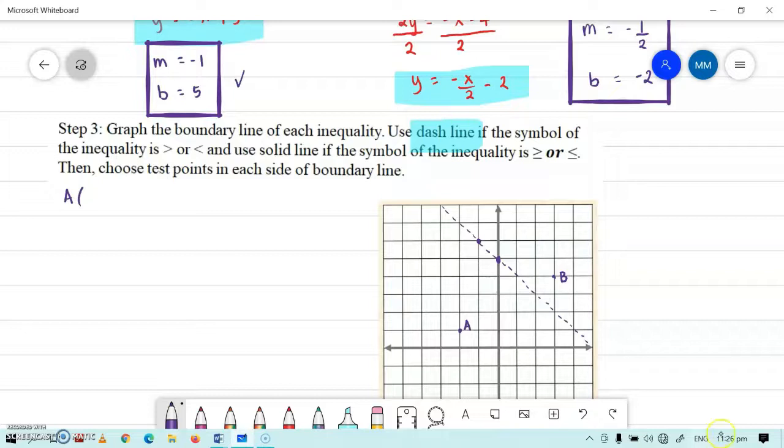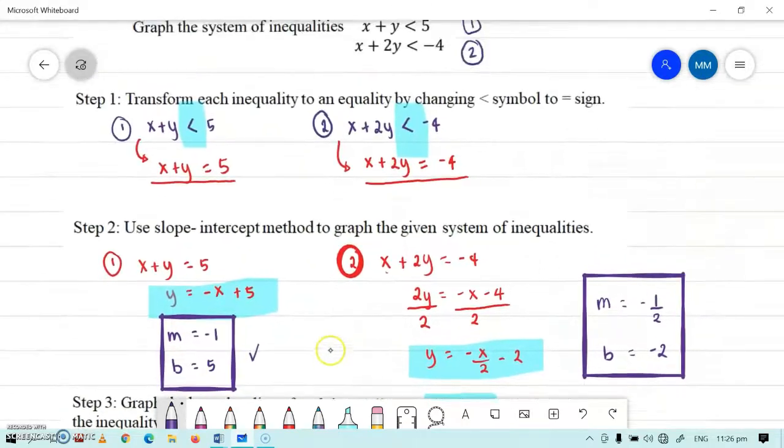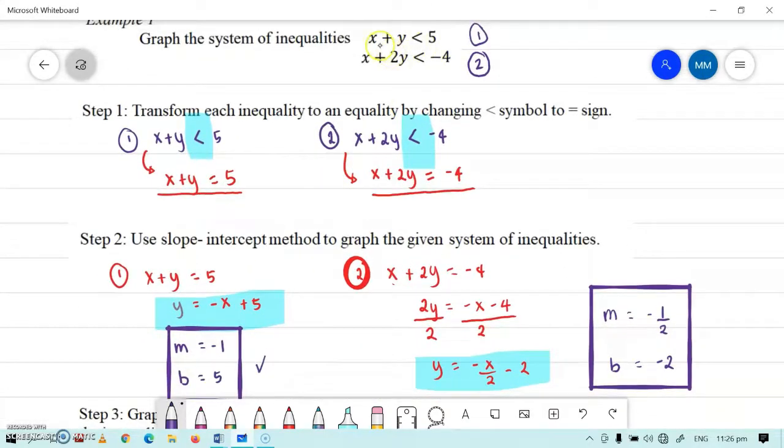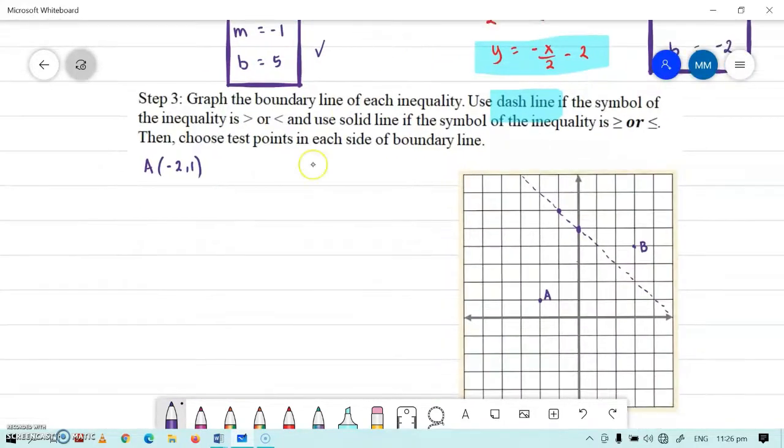Now, the coordinates of test point A is -2 and 1. So let's have -2 and 1. So going back to our given, for the first inequality, we have x plus y is less than 5. So let's use that.